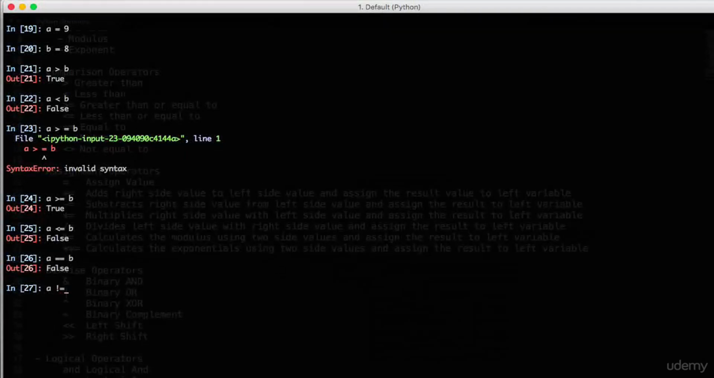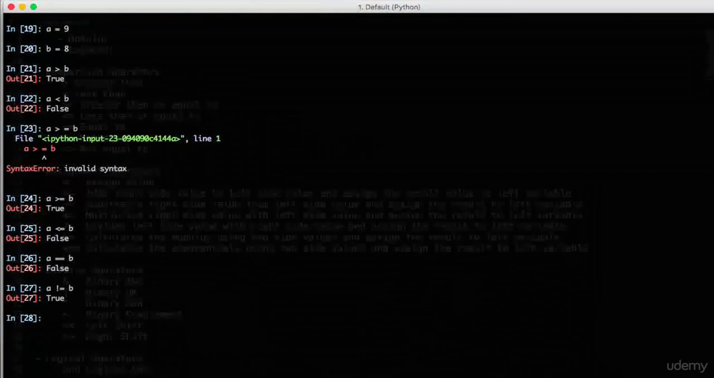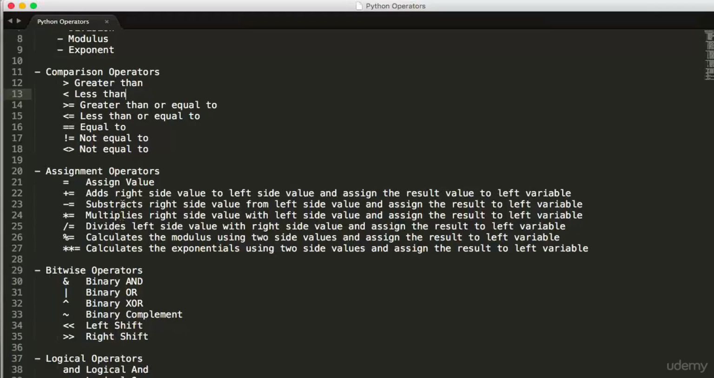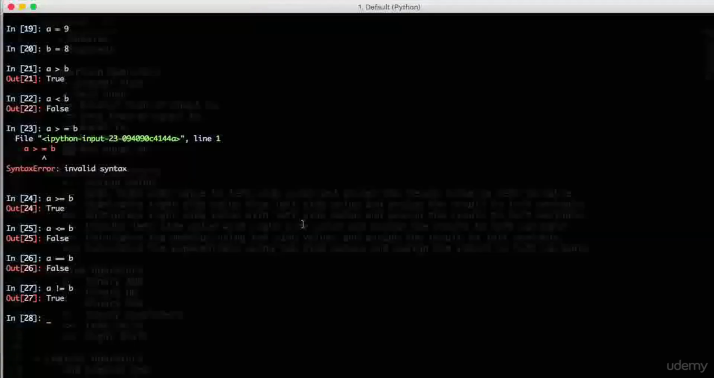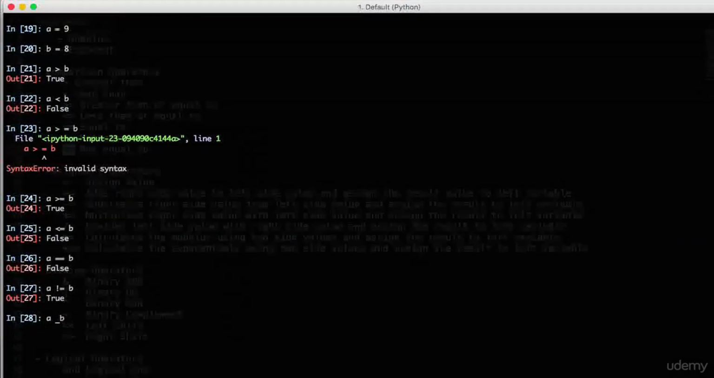A is not equal to B. Was that true? Of course it is true. 9 is not equal to 8. And the not equal to has two symbols, this one and another one. Let's also check with that. Yes, of course it's true.